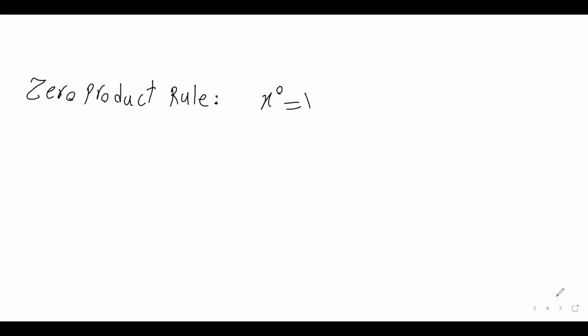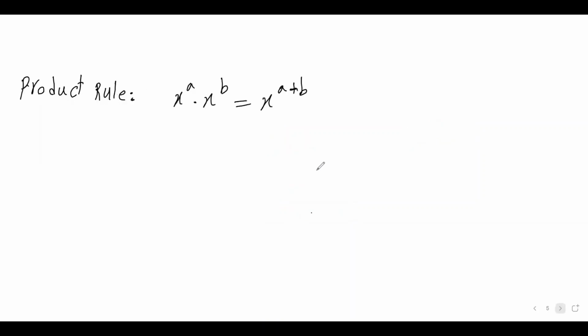Next rule is the zero exponent rule. x to the power of 0 equals 1. That means anything to the power of 0 is just 1. So 5 to the power of 0 is 1. 100 to the power of 0 is 1. y to the power of 0 is just 1. Anything to the power of 0 is just 1.